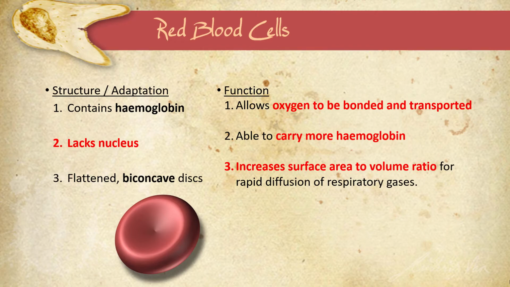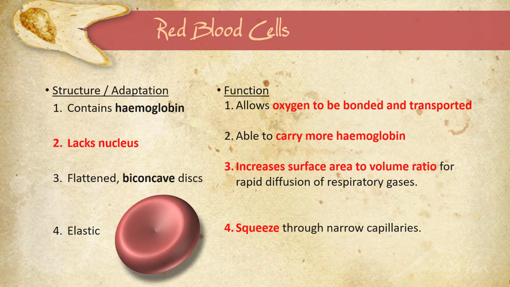And as a result of lack of nucleus, they are flattened and biconcave. This allows the red blood cells to have an increased surface area to volume ratio, which will allow rapid diffusion of gases. If you do not know what is diffusion, you will learn that in the next chapter. Which is why I said it's weird that they talk about red blood cell in this chapter. Red blood cell is also elastic. This will allow them to squeeze through the narrow capillary. Again, right now you don't know what's capillary, which is why I said it's weird.